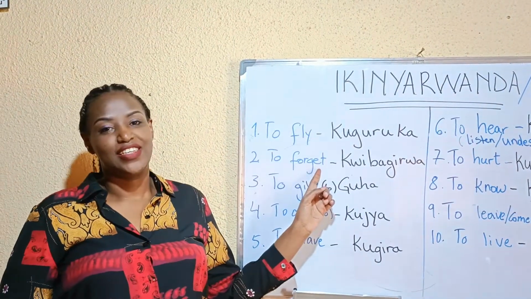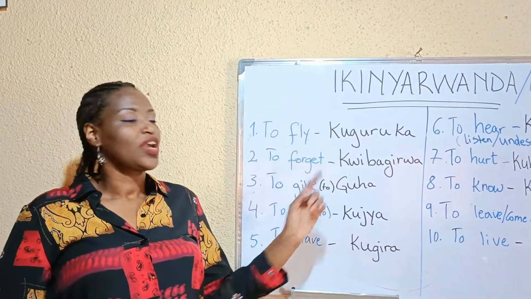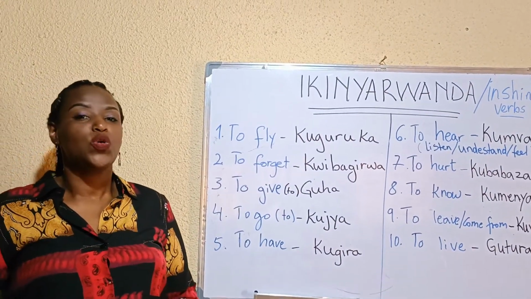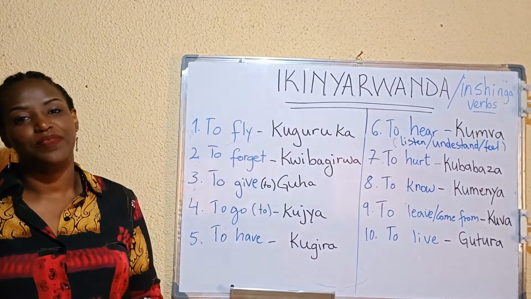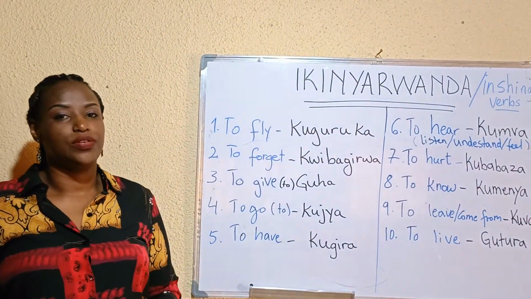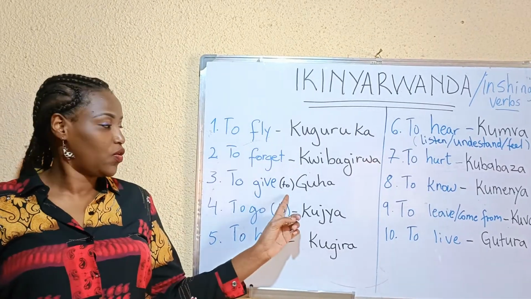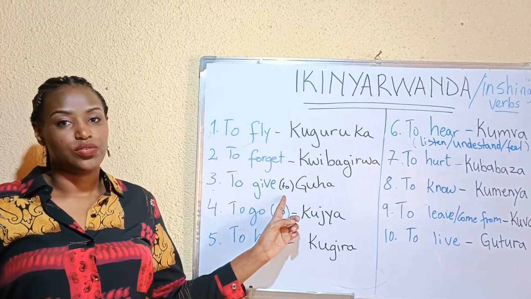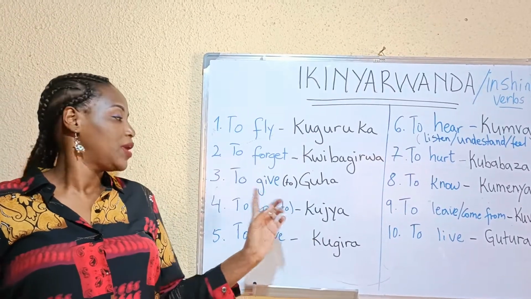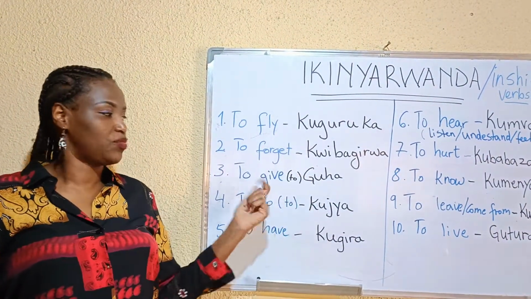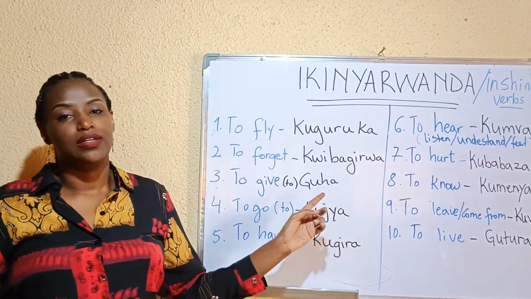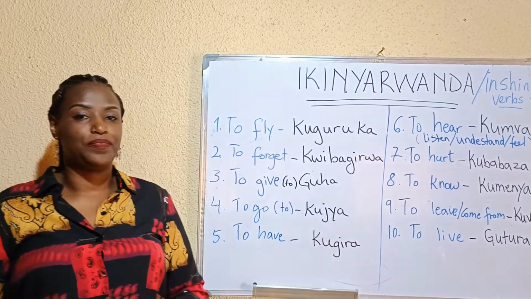To forget, that's number 2. Kwibagirwa. Number 3, to give. And I wrote to give to, because for to give, there's another verb, just to give away. But to give to has to be followed by someone you're giving to, and it's guha.